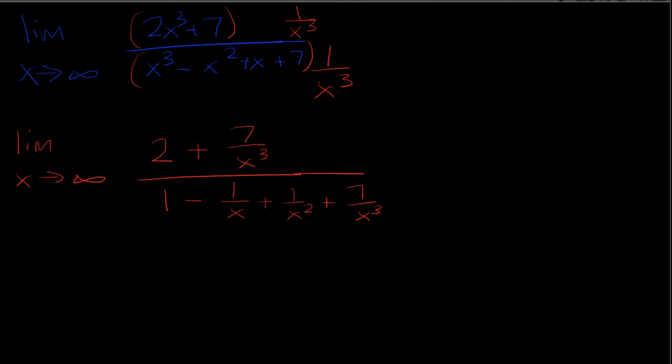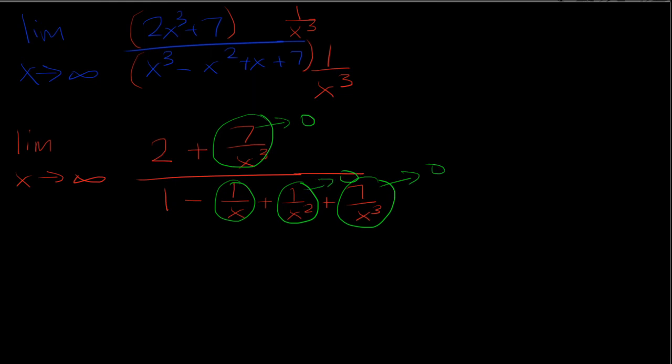We see that 7 over x cubed, well, that's 7 over a really big number. So that's going to go to 0. Same thing with 1 over x squared, and 1 over x. Those are all going to go to 0. And all we're left with is 2. So my limit is 2.